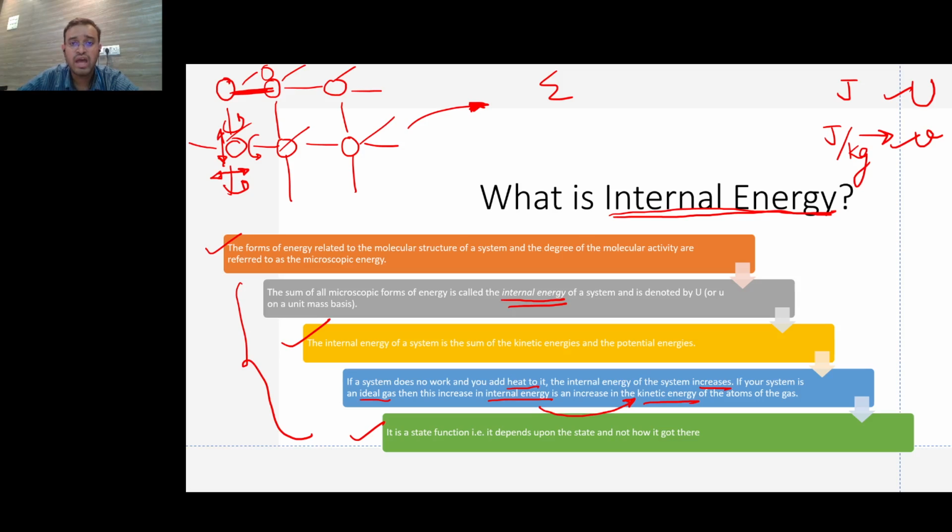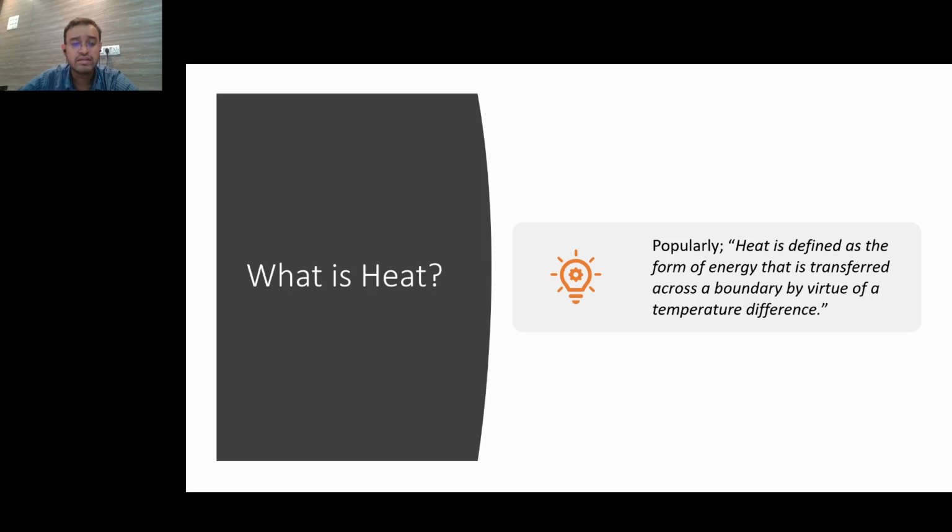Next, we have to look at the concept of heat. So what is heat? I will give you a moment to think about it. Popularly, heat is defined as the form of energy that is transferred across the boundary by virtue of a temperature difference. So we have an innate understanding of what heat is.